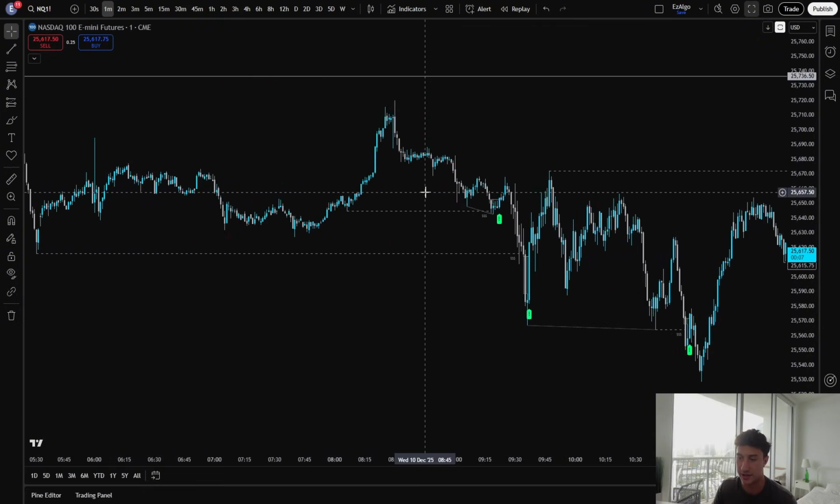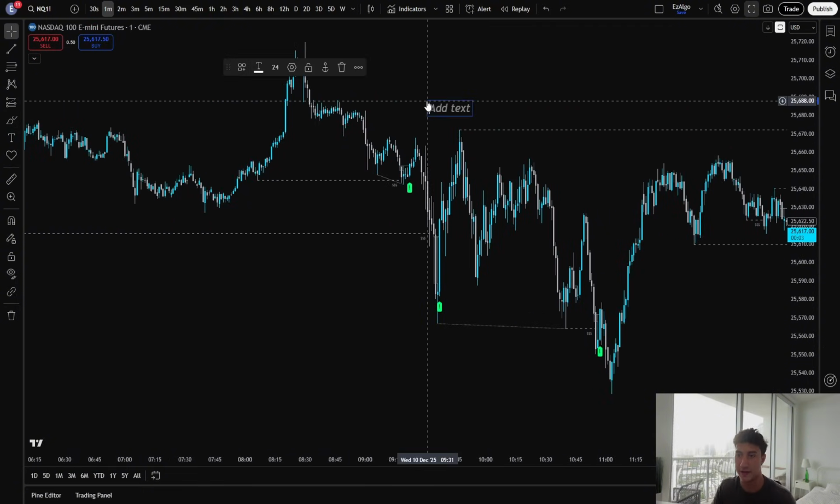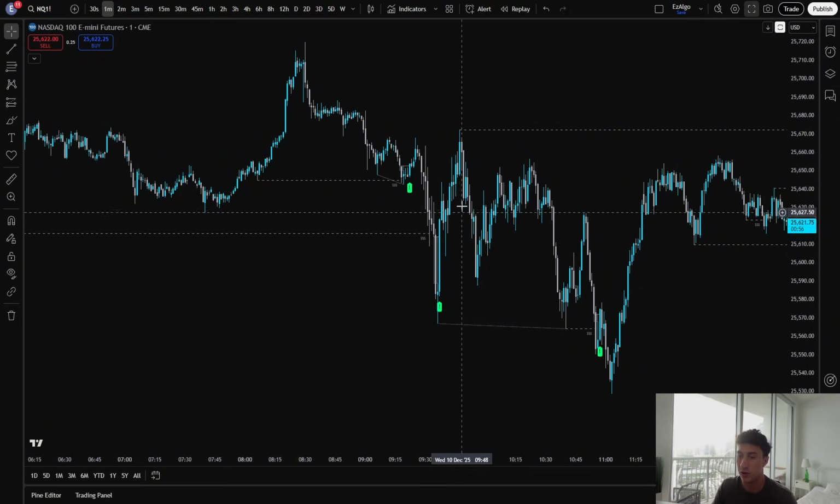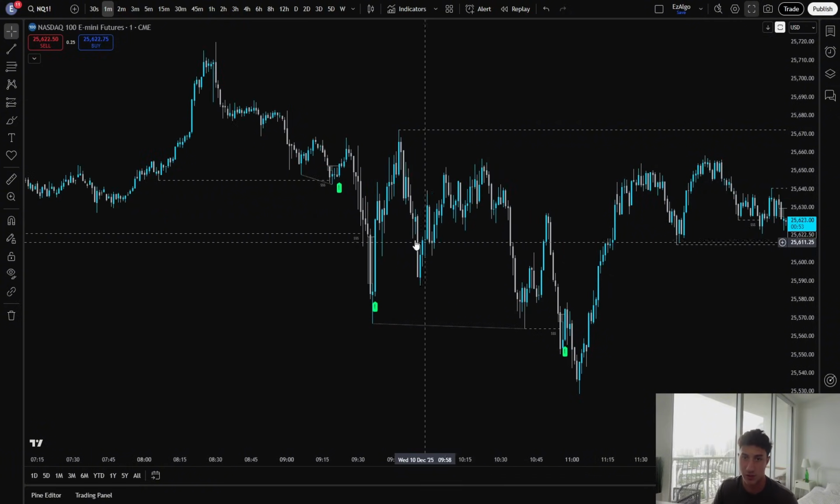So let's look at the trade today. Okay, also you guys should only be trading this from 9:30 to around 11:30. I mean, you can trade in the afternoon as well, but this works best around New York open, or 9:30 a.m. Eastern. Okay, so we have market open.